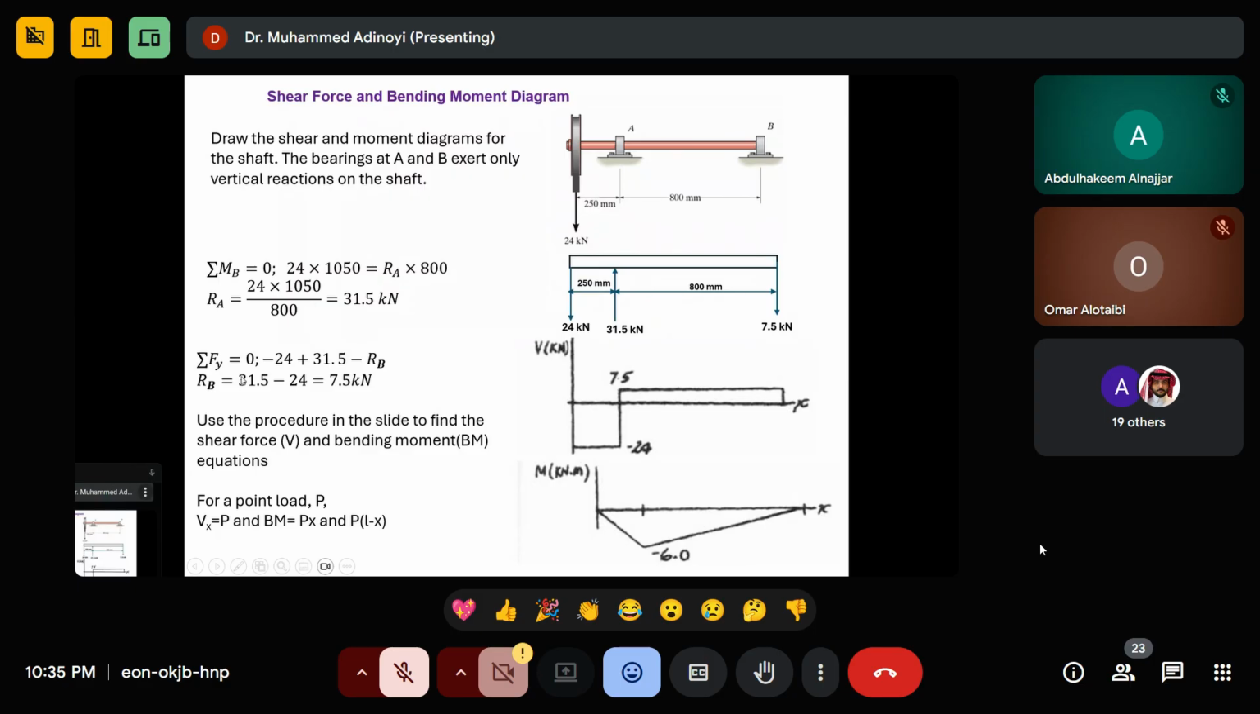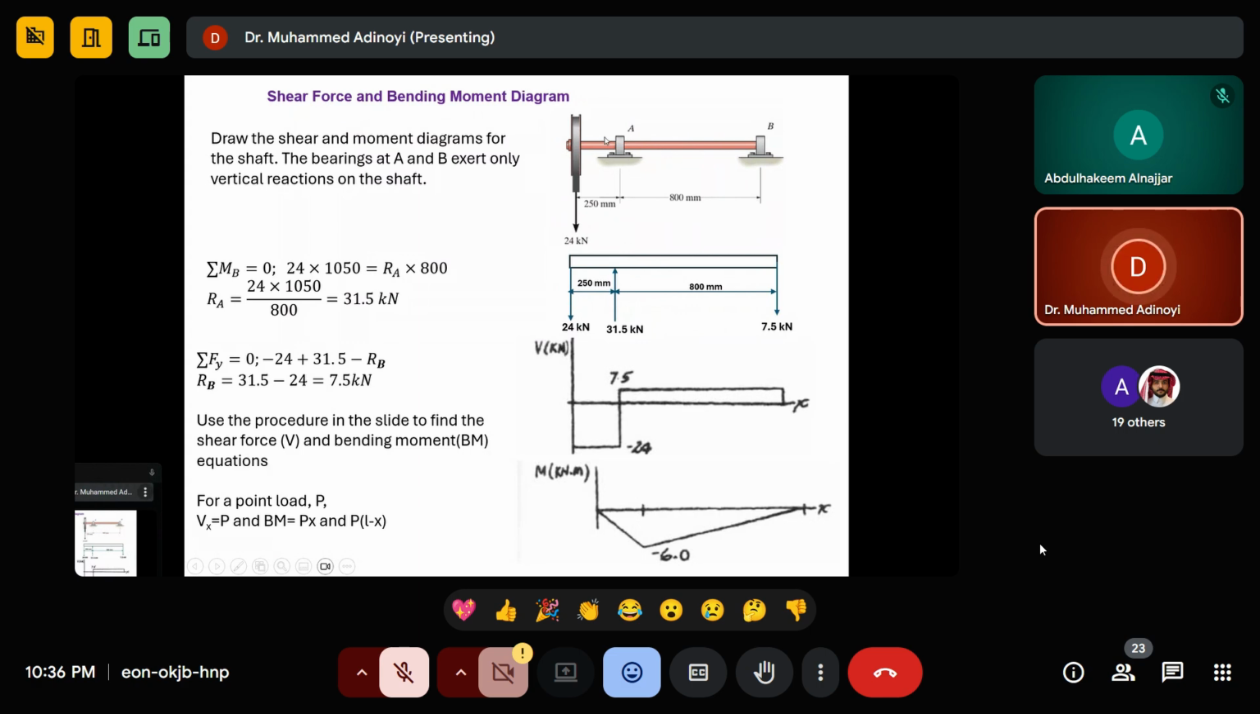So when you do that, then you use the procedure for what? For drawing the moment diagram by cutting. So you start by cutting the beam. So I'll cut the beam here. Before I go to a load, I cut the beam somewhere here. So if you go to the slide, that is the method we use. So when I cut the beam, then I try to find what? The shear force equation and the bending moment equation.